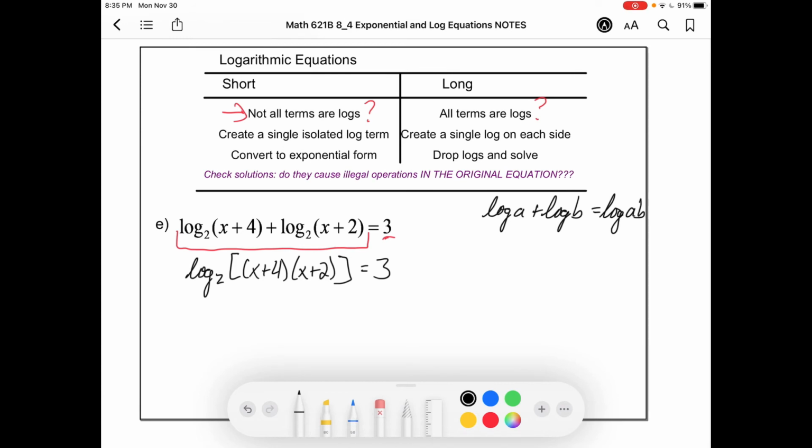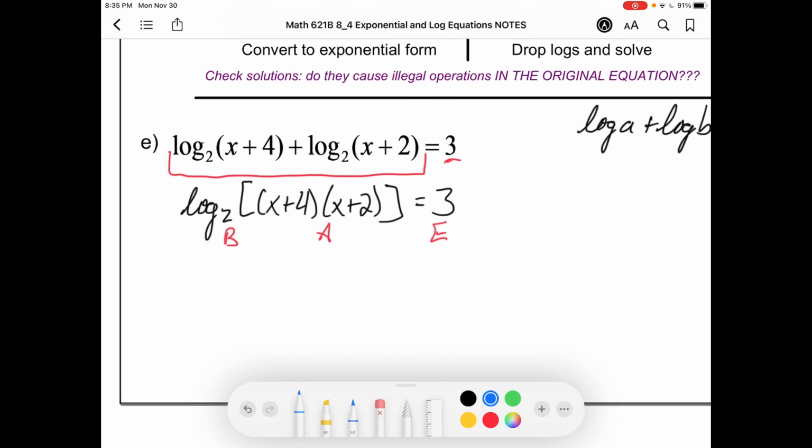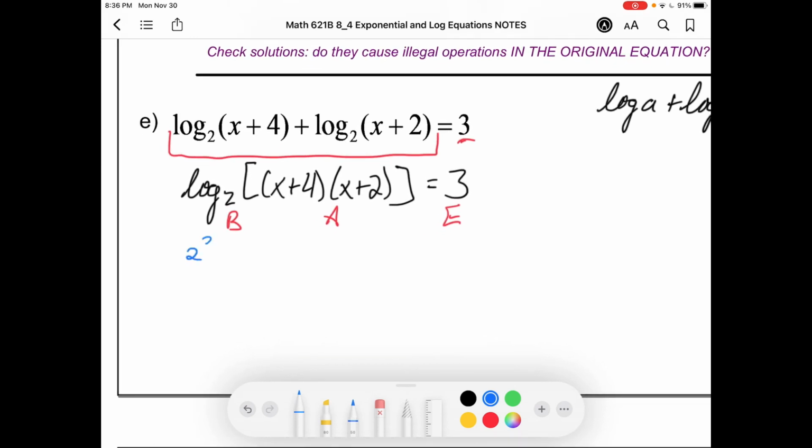All right, so we've got a single isolated log term. You can FOIL it out if you want, or we can do that later. Now we have to convert to exponential form. So here's my base. This whole mess is my answer, and there's the exponent. Let's put it in exponential form. So 2 to the 3 equals x plus 4 times x plus 2. Let's just work this out. That 2 to the 3 is 8. This will be x squared plus 6x plus 8 when I FOIL it out.